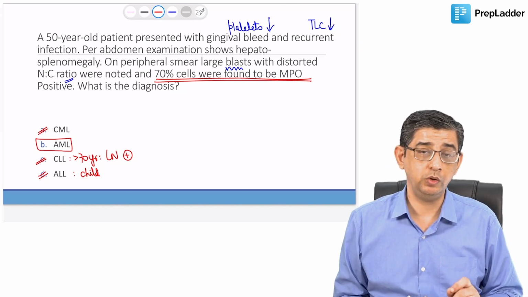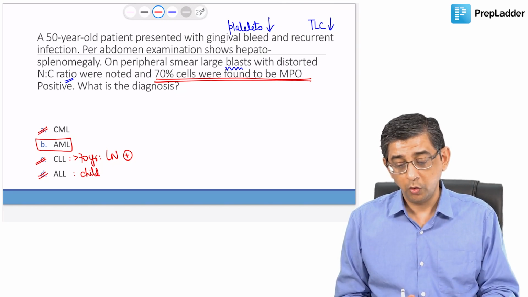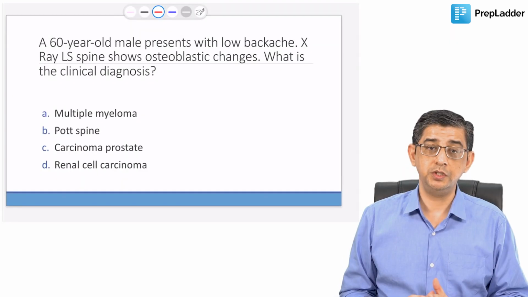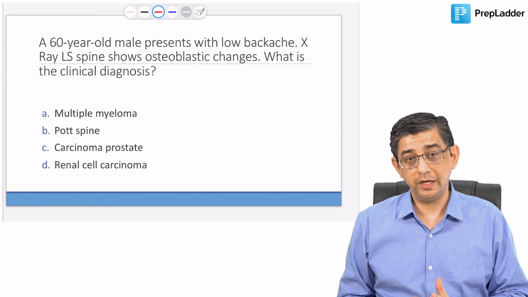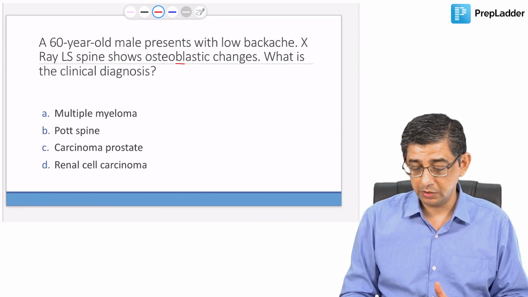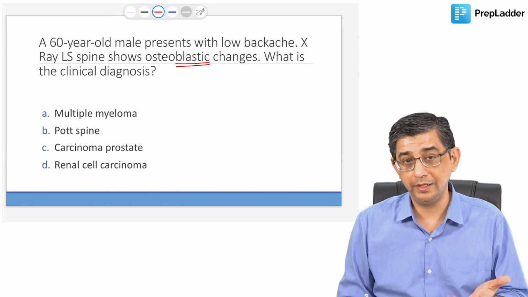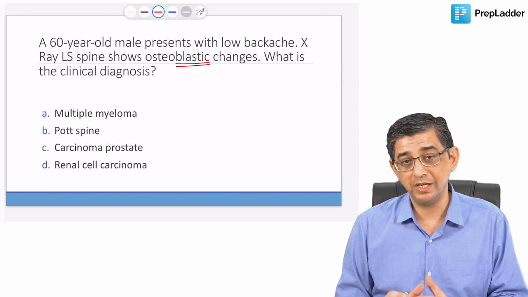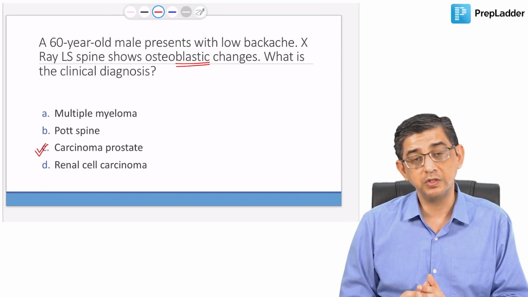I would suggest hematology to be done very thoroughly, because always in your MCA exam, always in this screening exam, they've always focused on the hematology section. The next question talks about a 60-year-old male. He's presented with low backache. X-ray shows osteoblastic changes. Now, people who miss this word osteoblastic, you see, when you think about osteolytic, that's going to be multiple myeloma. But it was osteoblastic changes, so it's definitely not multiple myeloma. The answer in this case would be given as carcinoma prostate.